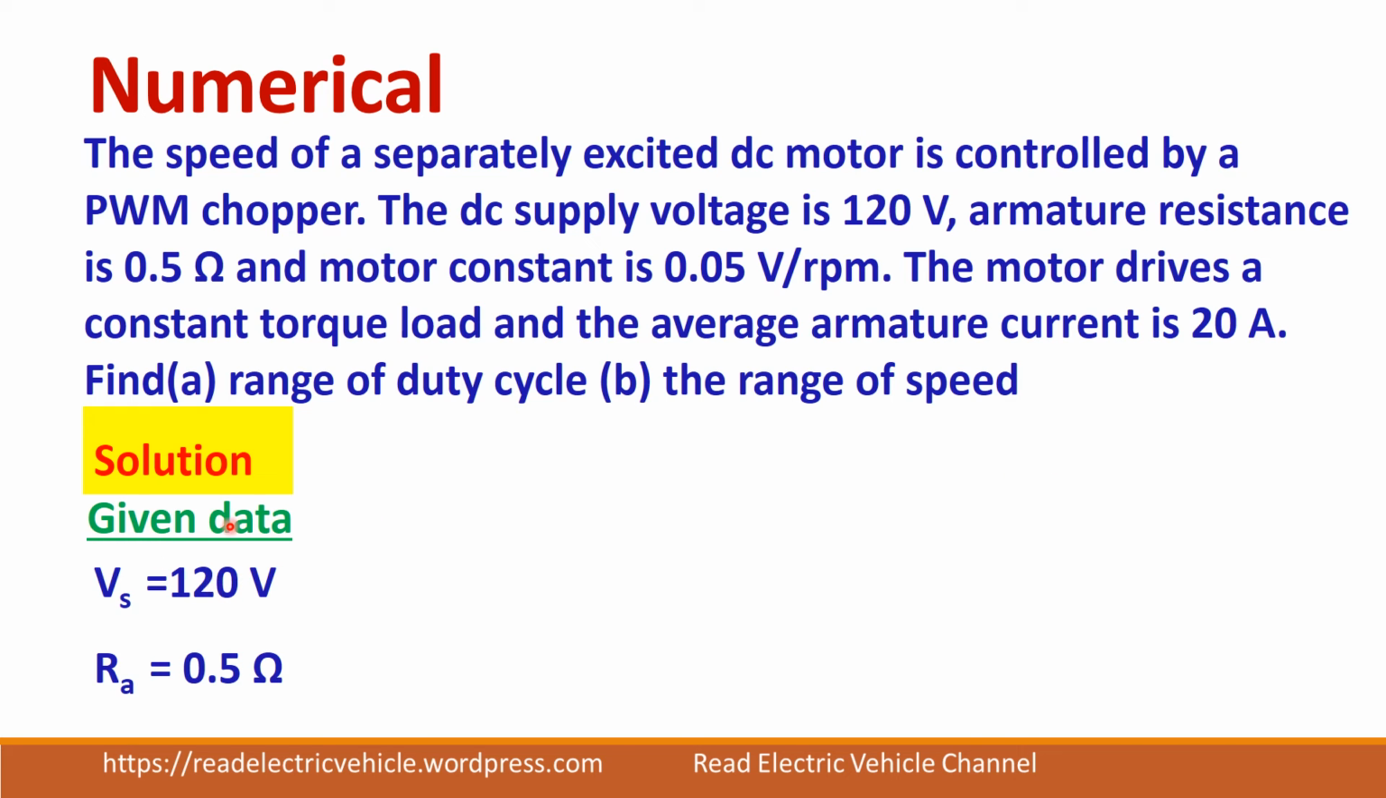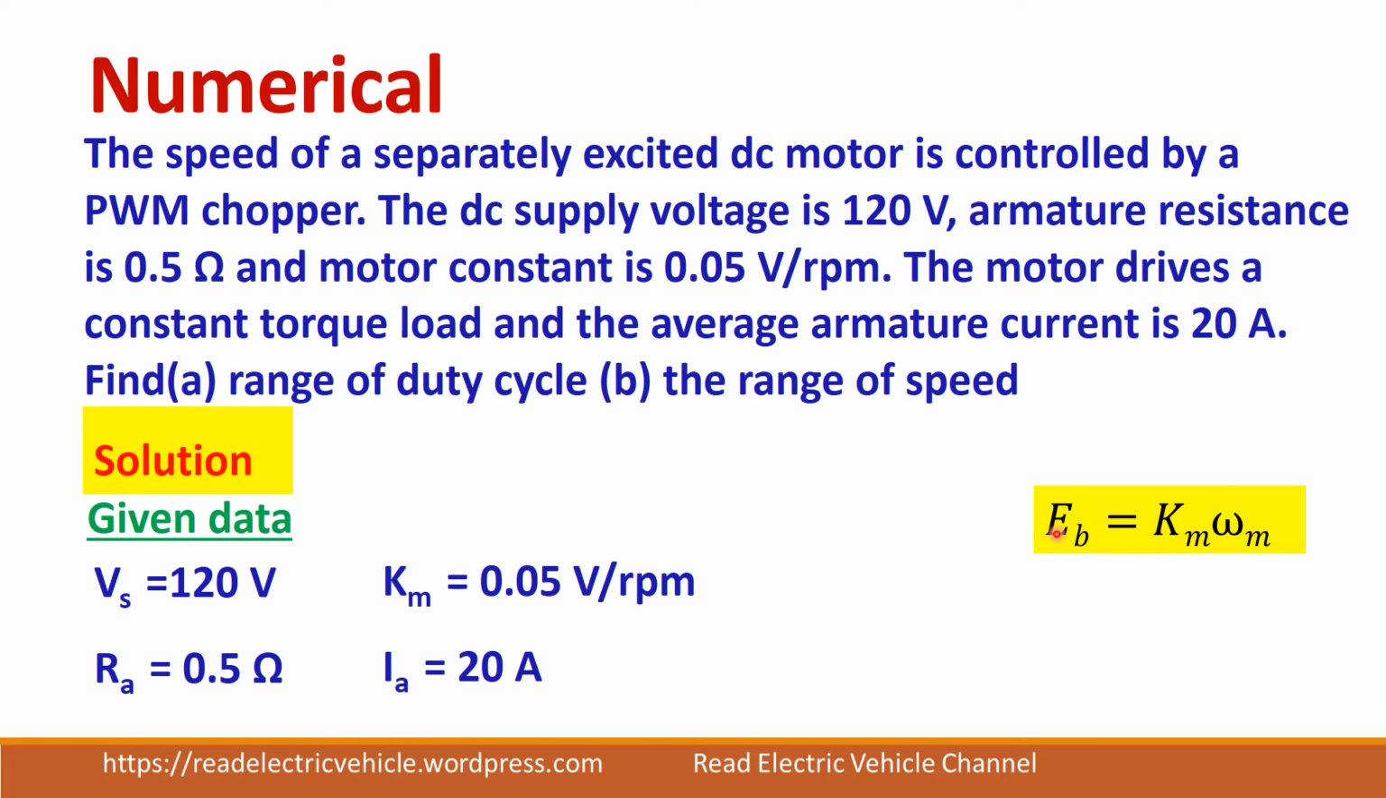So first the given data we will write: supply voltage, armature resistance, and the motor constant. Be clear in this. Back EMF is equal to Km into omega m, where omega m is the speed. The speed is given in RPM and EB is given in volts. So what is given is Km. Then the armature current is given. So you have to find the duty cycle as well as the speed.